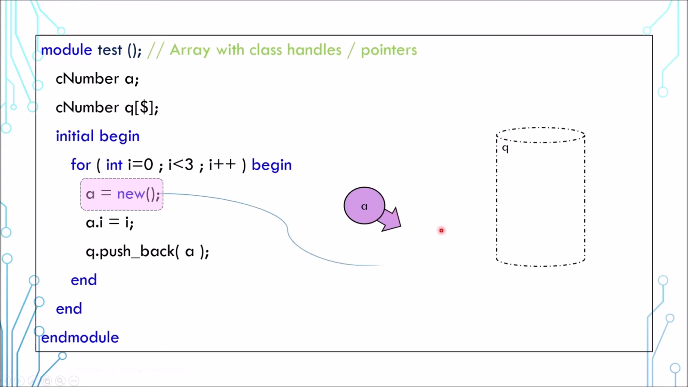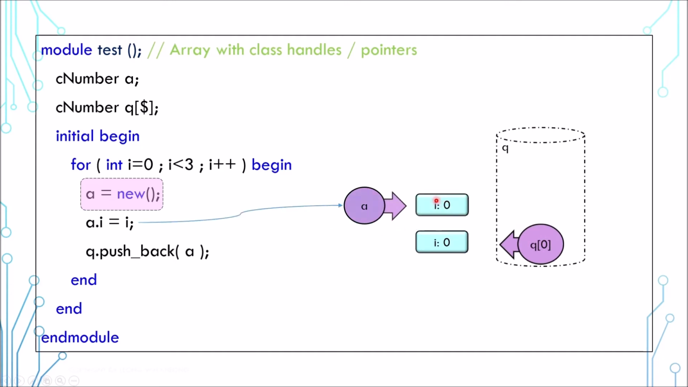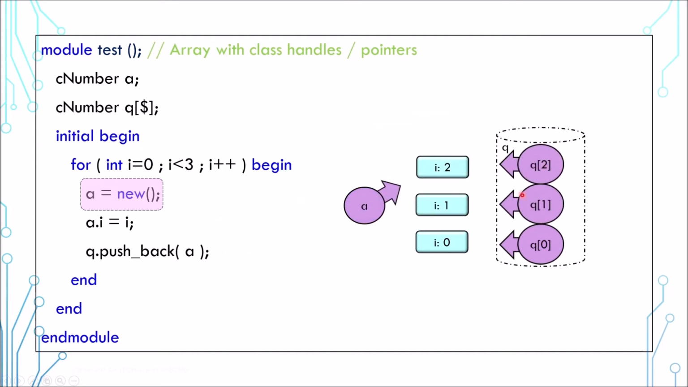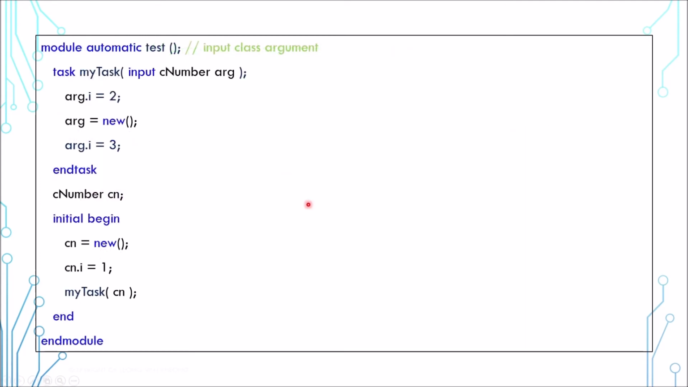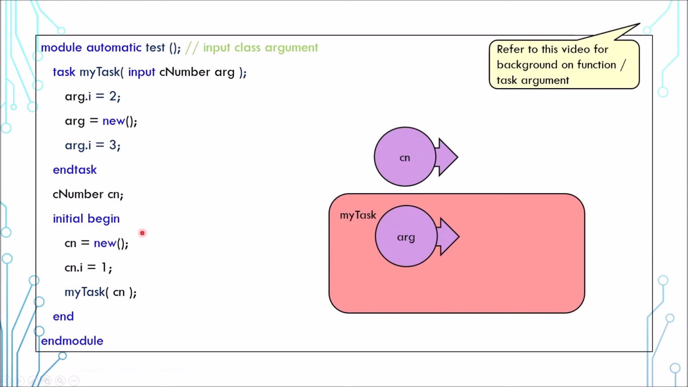In the loop, a new object is created. We change the value of the object, then we put a pointer into the array. We create a brand new object and repeat all of this again and again. At the end, there's an array of 3 pointers, each pointing to its respective object. Now another example, task call with class handle.